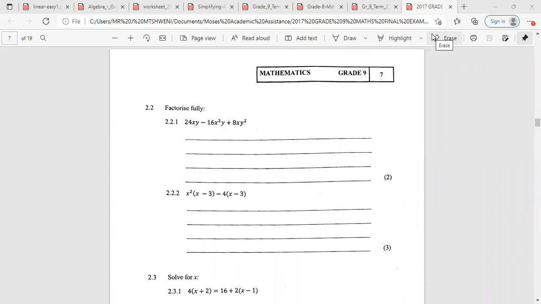Today I want us to solve this question paper. We do factorizing and solving for x, then we are done. It's late, but I just woke up. I decided let's just factorize this one. All right.